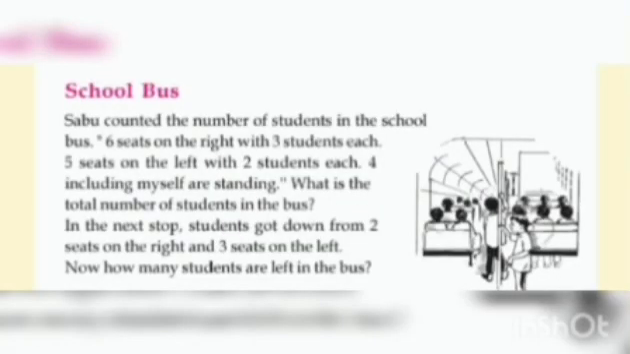School bus. Sabu counted the number of students in the school bus. 6 seats on the right with 3 students seated. 5 seats on the left with 2 students each. 4 including myself are standing. What is the total number of students in the bus? At the next stop, students go down from 2 seats on the right and 3 seats on the left. Now, how many students are left in the bus? This is our first question. Let's look at what the answer is here.